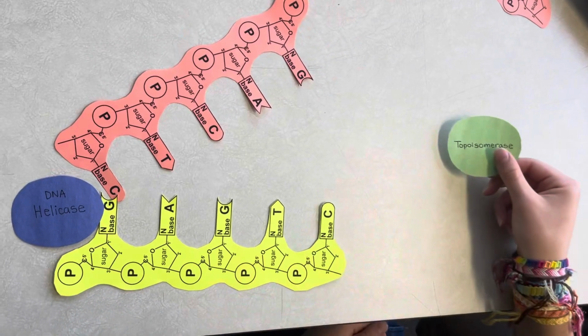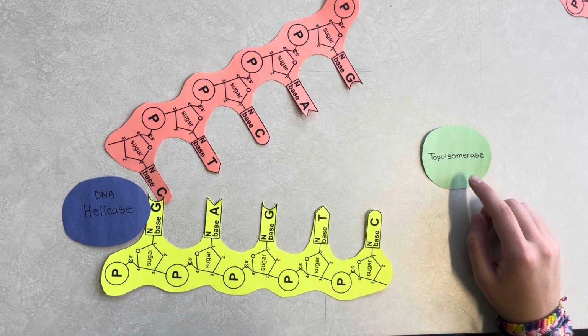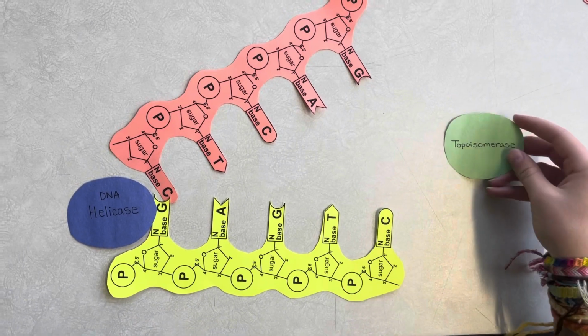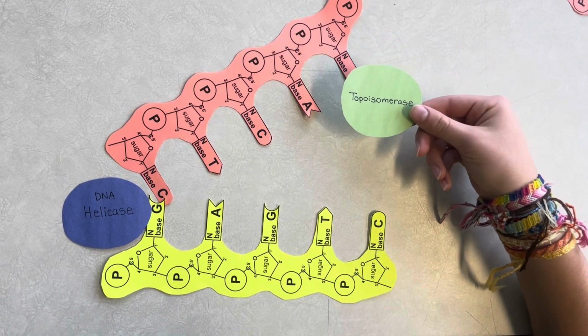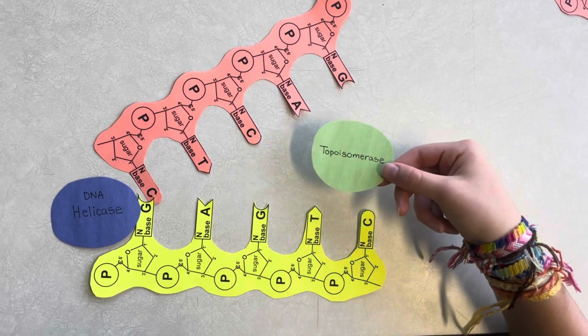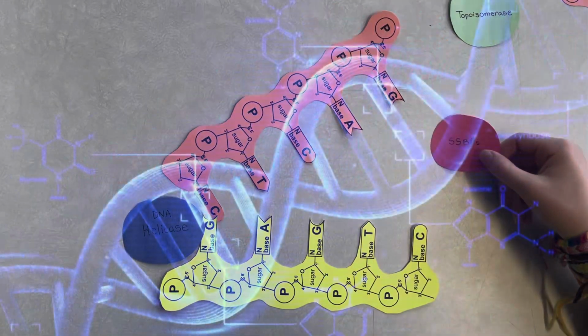As the strands are getting separated, another enzyme called topoisomerase or gyrase keeps the strands from getting tangled. As the strands are being separated, they start to coil and hold a lot of tension. Topoisomerase cuts the strands, which allows them to unwind, and then rejoins them together, which relieves tension on the backbone of DNA.